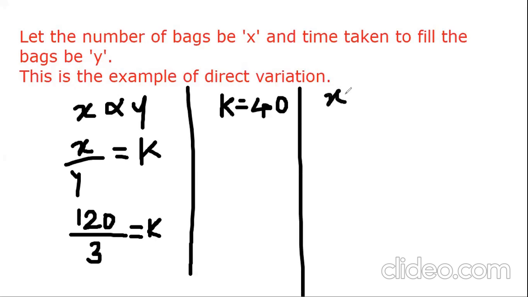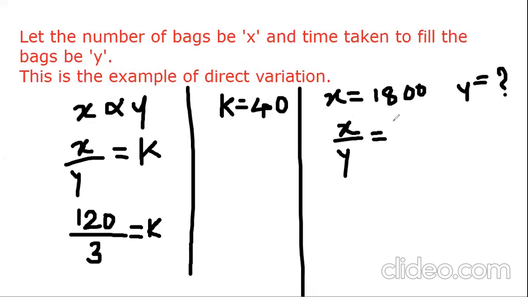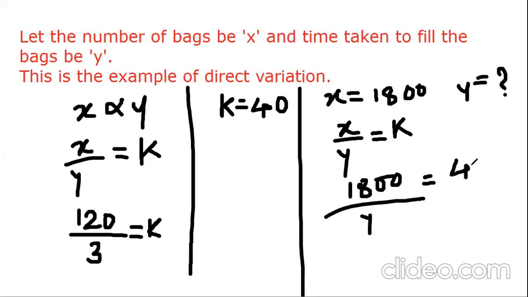Then x is equal to 1800. Then y is equal to how much? तुम्हाला काय काढायचं आहे? So put the values in the equation. So you get x upon y is equal to k. X is 1800. Y we have to find out. And k is 40. So आता 40 तिकडे जाणार denominator मध्ये and y will be in the numerator.